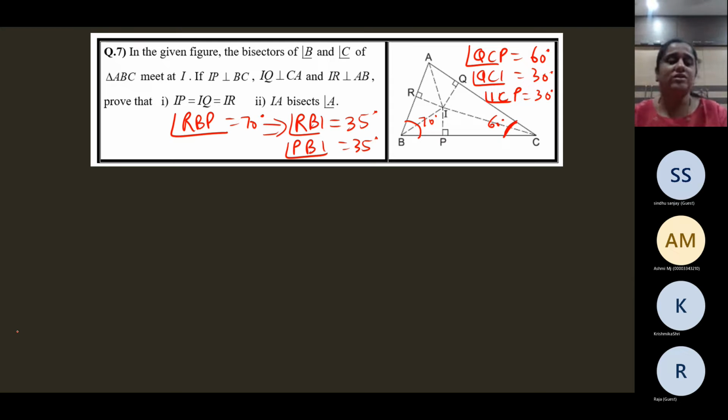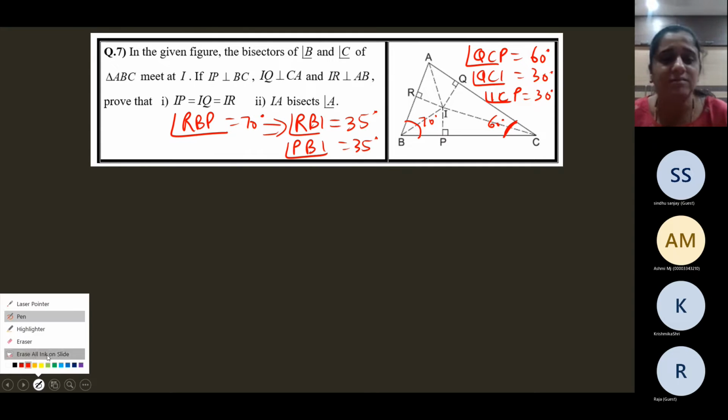Very good. So what is the meaning of this? The bisectors of angles B and C meet at I. The angles are bisected. This angle is divided into two equal angles. This angle is also divided into two equal angles. This line segment BI bisects this angle, and this line segment CI bisects this angle. So these two portions are equal.